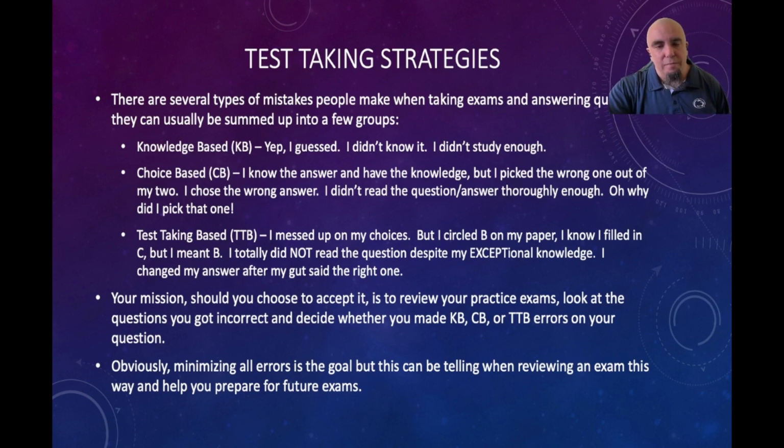Test-taking based errors are the worst you can make. This is where you make an error on your choices. These are typically when you're taking a paper test, and you circled B on your paper, but filled in C on the Scantron. But you really meant B, but you filled in C, right? You totally did not read the question despite your exceptional knowledge, right? So you didn't see those not, most, likely, before, except, right? Any of those big bolded words that are going to kind of quantify and qualify that question. Pay attention to bold, underline, capital letter words. Those are going to be really key, right? Or, you changed your answer after your gut said A is the right answer, and you just absolutely changed it.